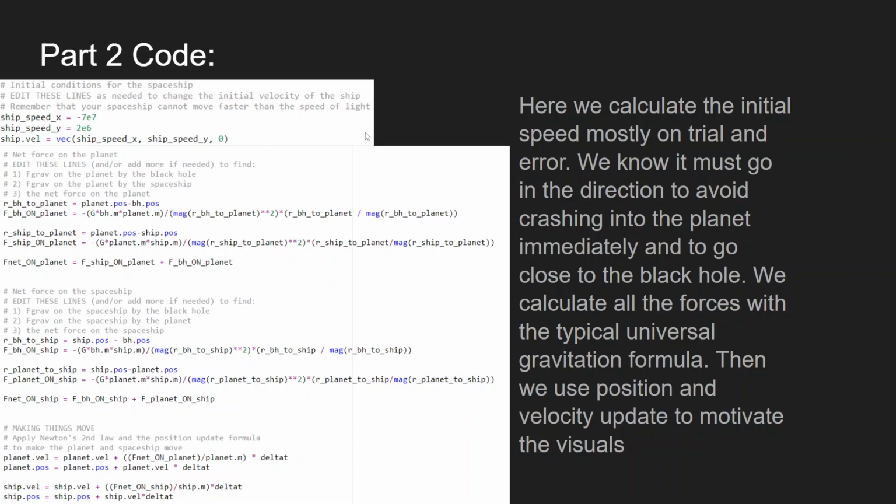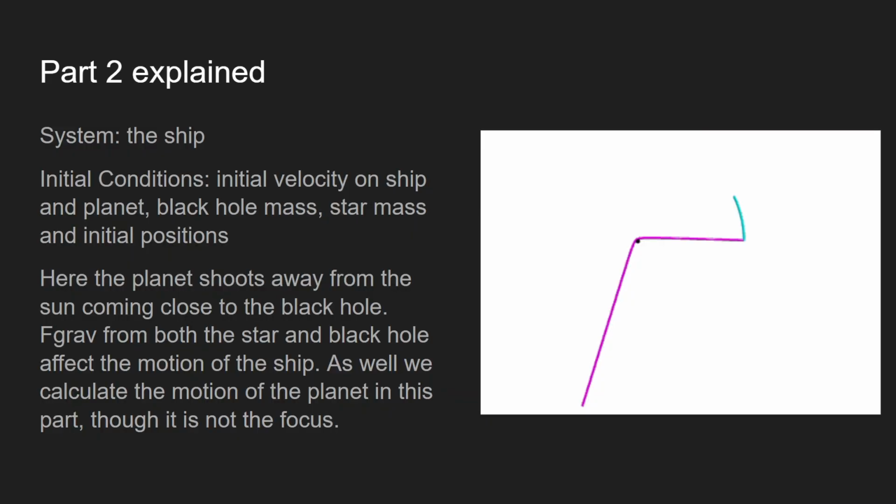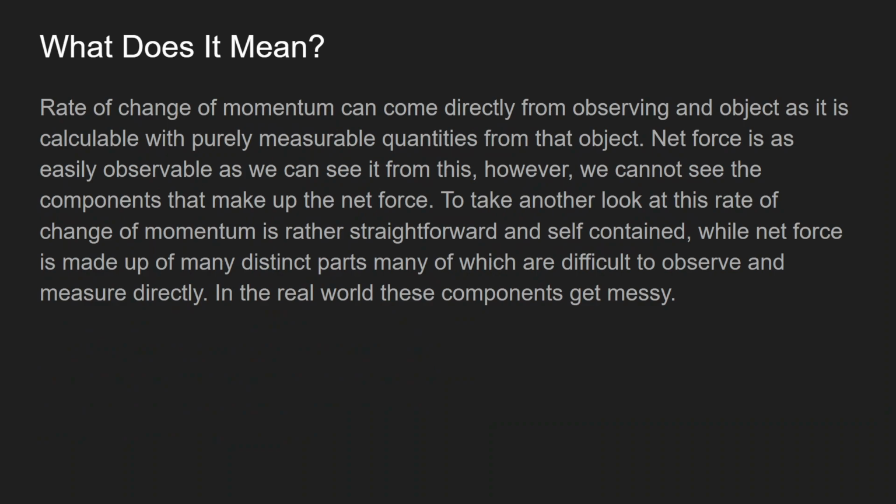Then obviously at the bottom we apply Newton's second law and the position update formula to figure out how it moves and how the velocity changes over time. The system here is the ship. The initial conditions that we knew were the velocity of that and the planet, the black hole mass, star mass, initial positions. We aim just above the black hole, even though it is technically getting pulled towards it. It also gets pulled towards it with the force of gravity. And we got very close here, bent right around the black hole, and shoots away from it with the momentum that it has. The gravity isn't enough to pull back in.